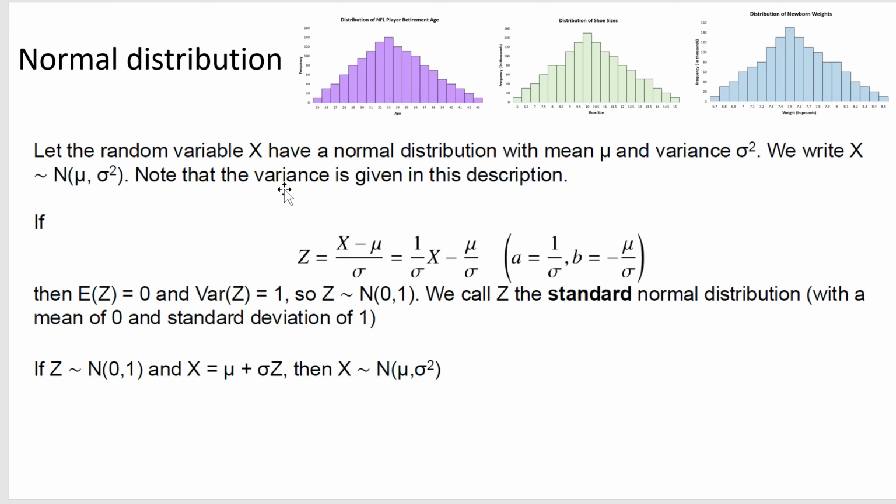So let the random variable x have a normal distribution with mean, this is the mean value, and variance and standard deviation. We write x as N, which means normal distribution or a bell curve, N for normal, and in brackets we write mean and variance. We know that standard deviation is the square root of this, sigma. So note that the variance is given in this description.